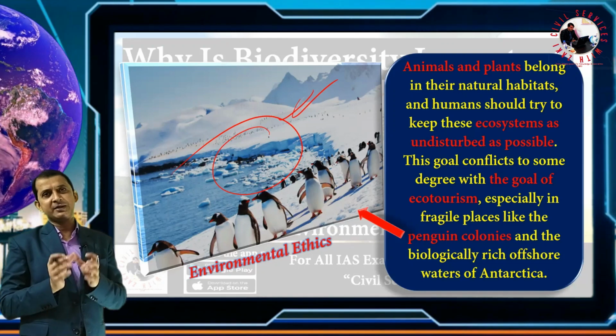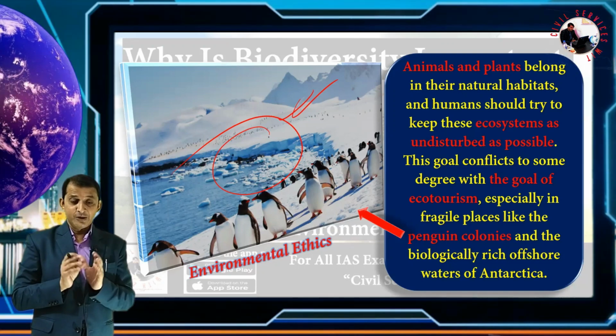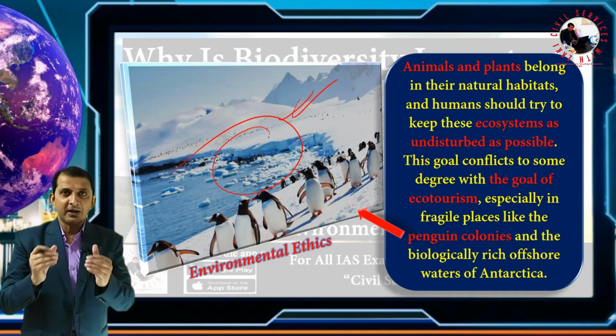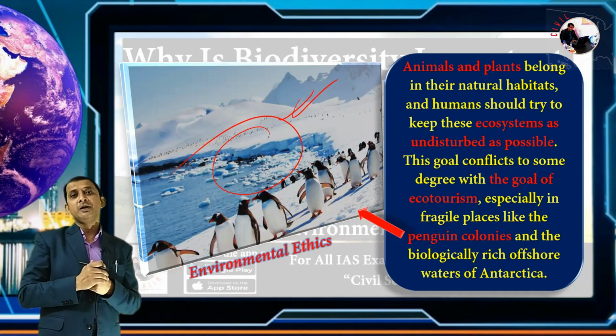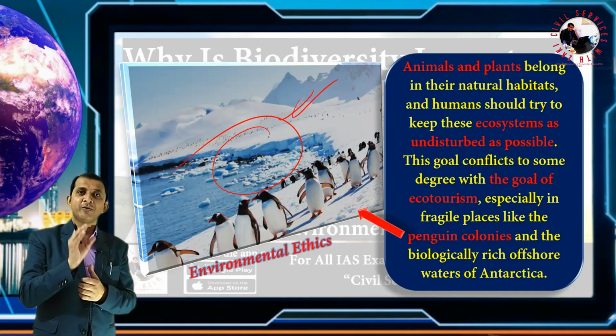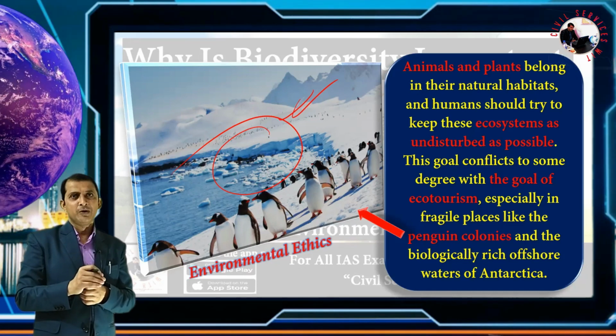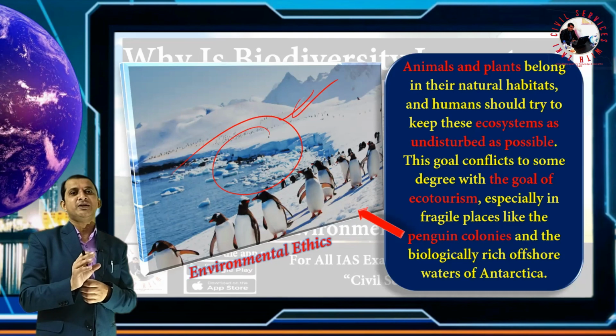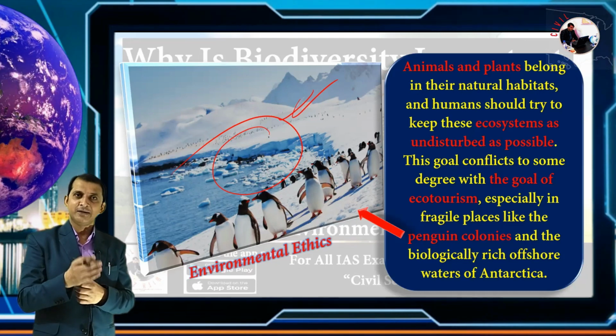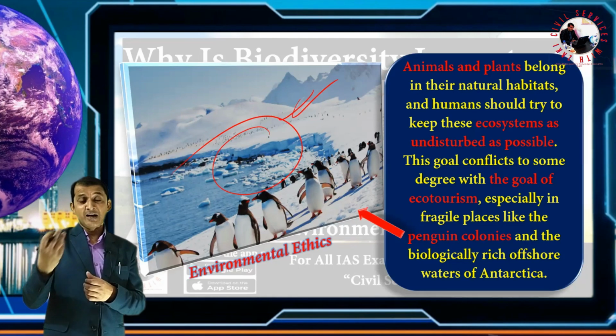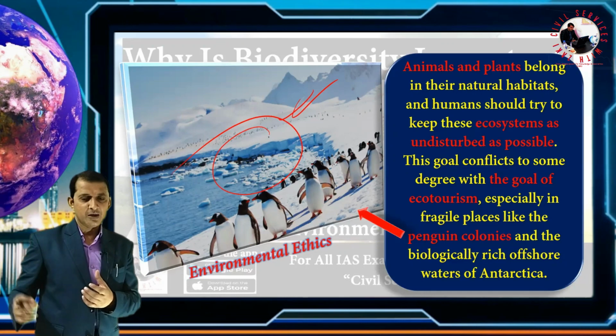So it is very significant that we maintain environmental ethics. Because these animals and species are specific to these areas, humans should not interfere with areas like Antarctica and other polar places across the globe.